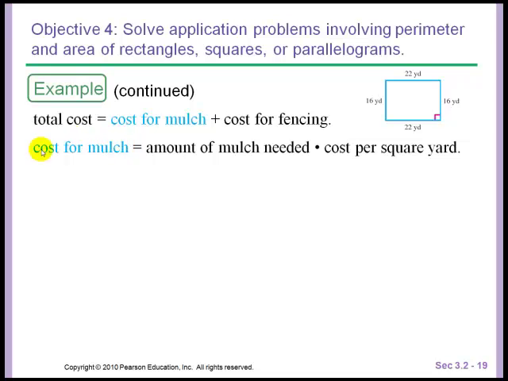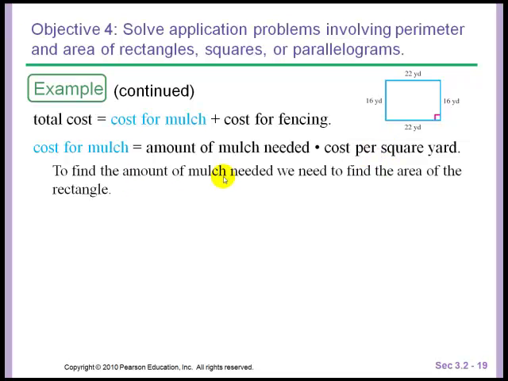So to find the cost for the mulch, we'll need to figure out how much mulch we'll need times the cost per square yard. And to find the amount of mulch needed, we'll need to find the area. Another hint, since the mulch goes all in the inside space, that's going to be area. Anytime you fill in the inside of something, that's your area.